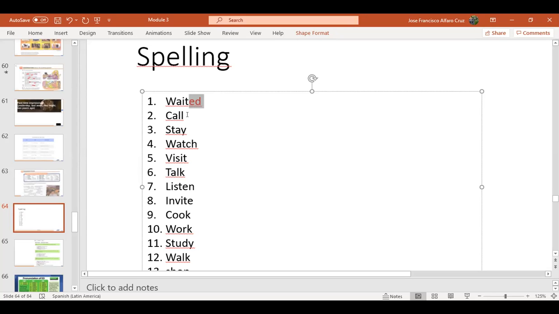So this is waited, waited. Es como una I chiquita, you know, waited. Puede decir waited o waited, ¿verdad? Es como una E, waited. Si lo dice como E, está bien, waited. Okay, you say call, stayed.